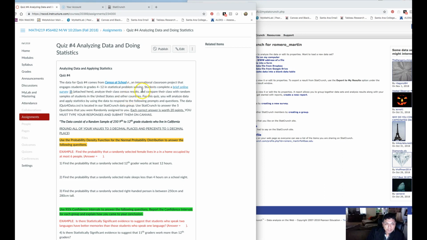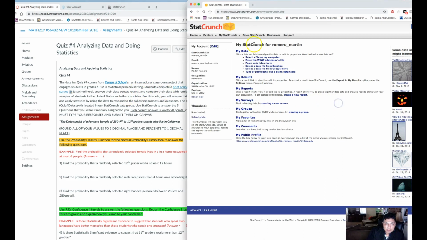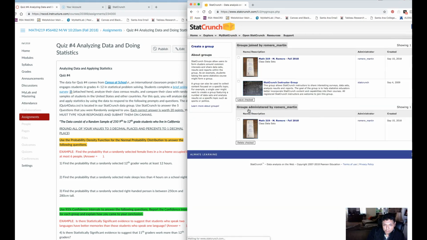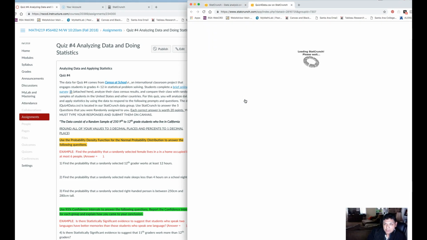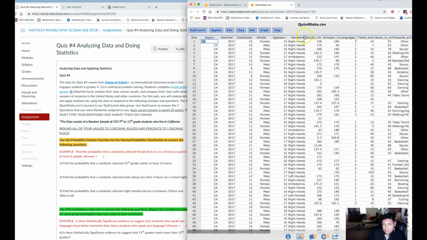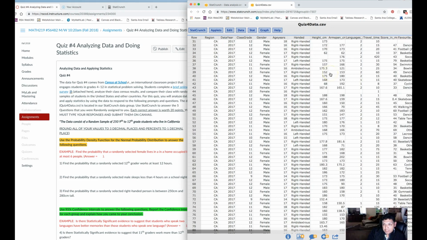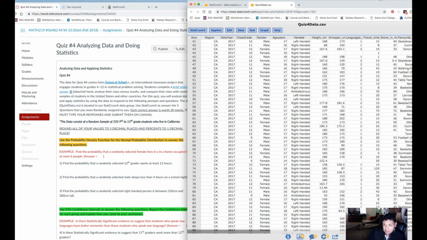The data has been uploaded to StatCrunch. When you go to My Groups, you would open up our current group, and you'll see the quiz for data. In this case, that's what it's labeled as. You would open that up. There's tons of data here, more than you're going to need, so just make sure you're aware of that. And then you have the columns here.